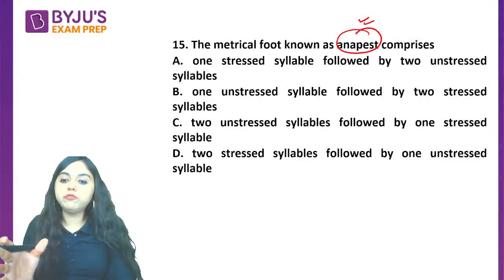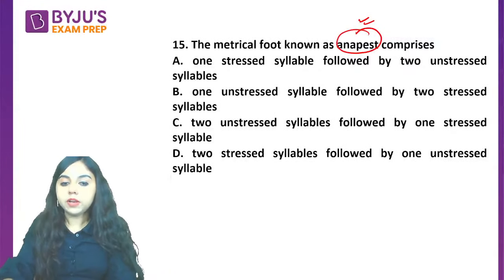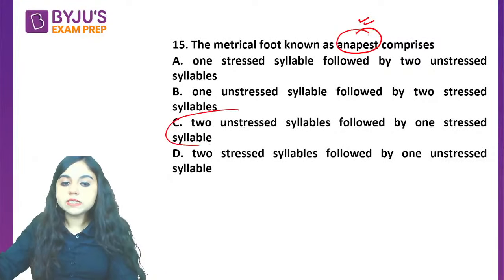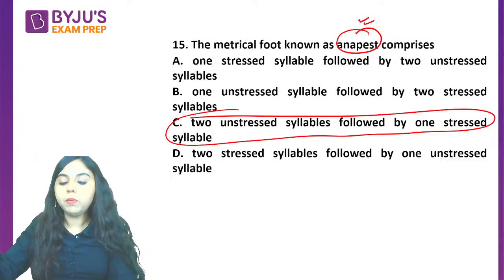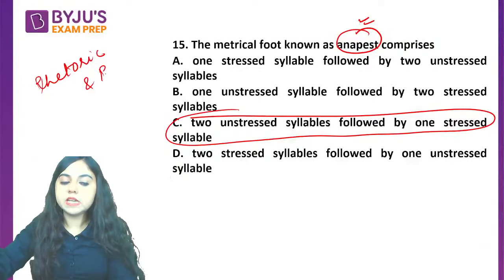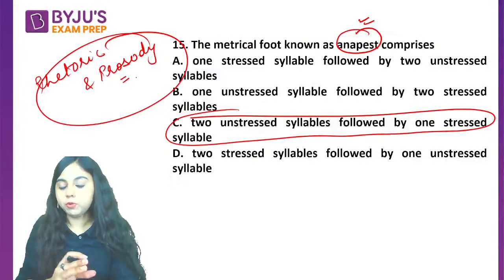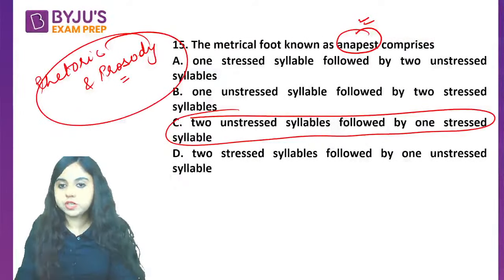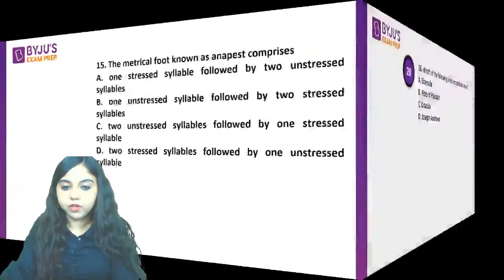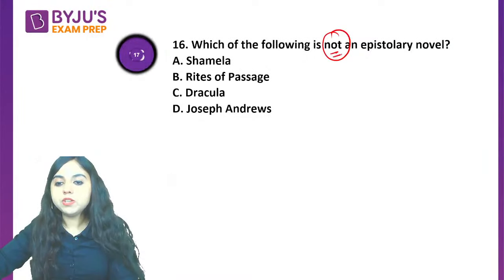An anapest is a metrical foot where you have two unstressed syllables followed by one stressed syllable. Rhetoric and prosody, please cover it and give it importance, because rhetoric and prosody will come what may, no matter how the syllabus is structured. Questions on literary terms will definitely be there altogether. Okay, moving on.